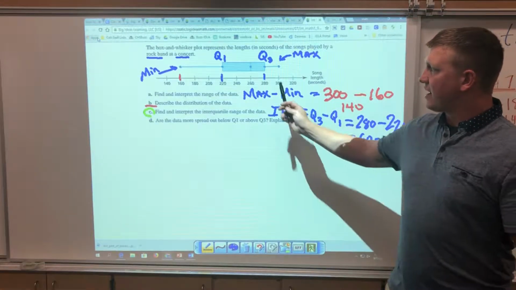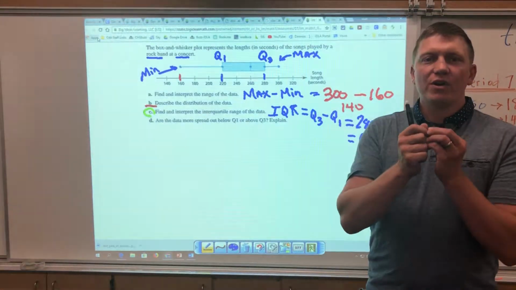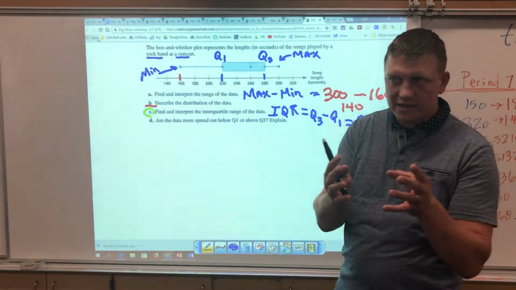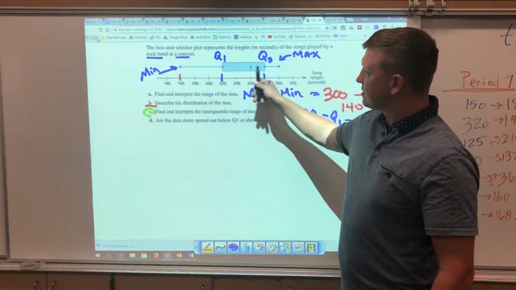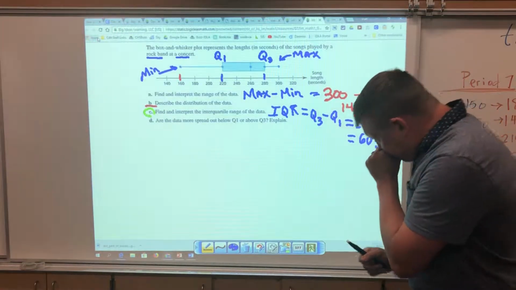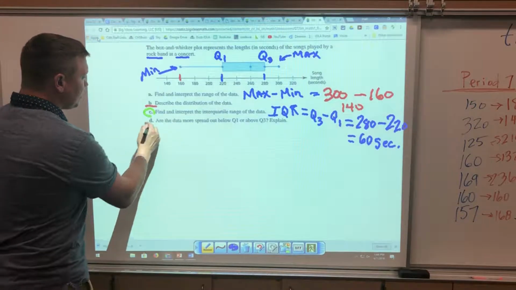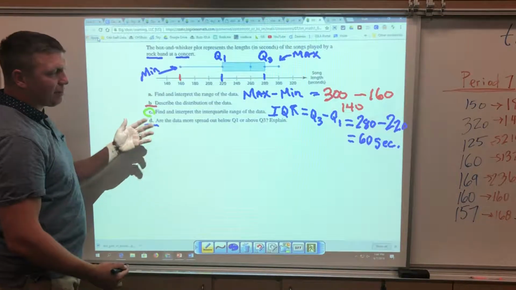60 seconds means that half of the data is within 60 seconds. That's a minute of each other. Okay, so that means that most of the songs lie within that range. Wow. Last question. There's a clump of questions here.